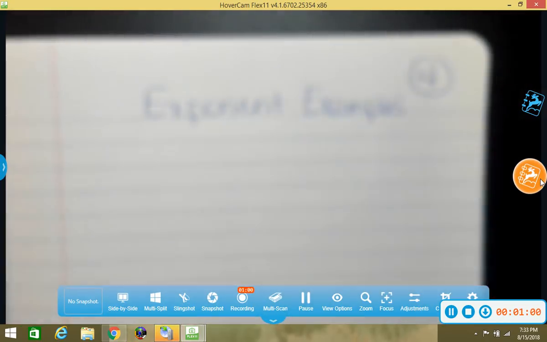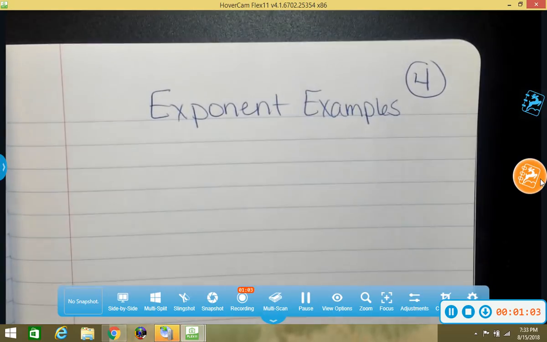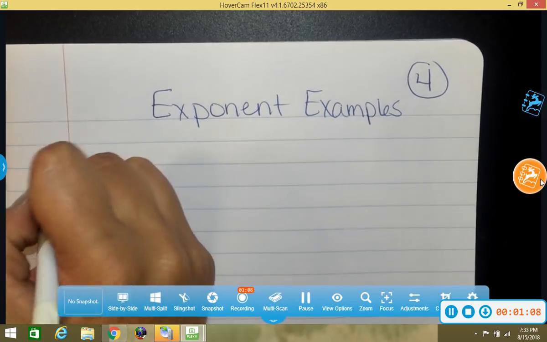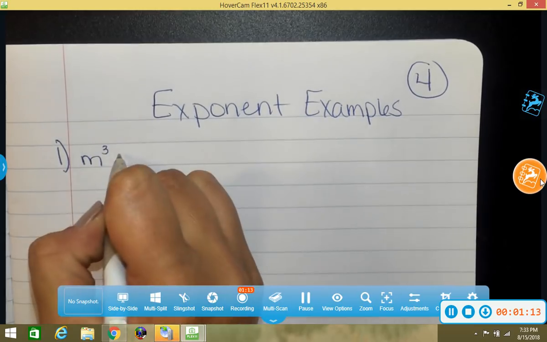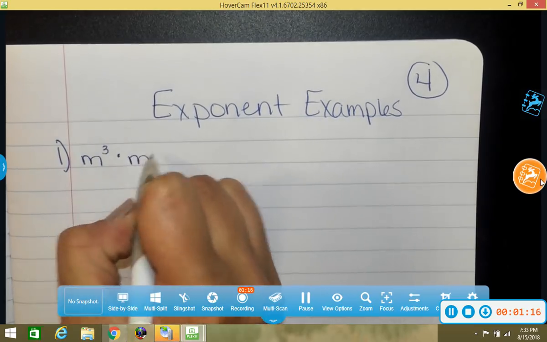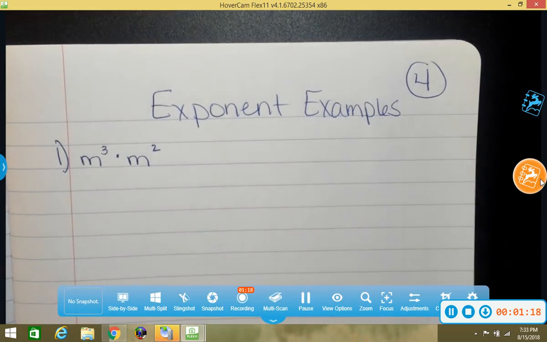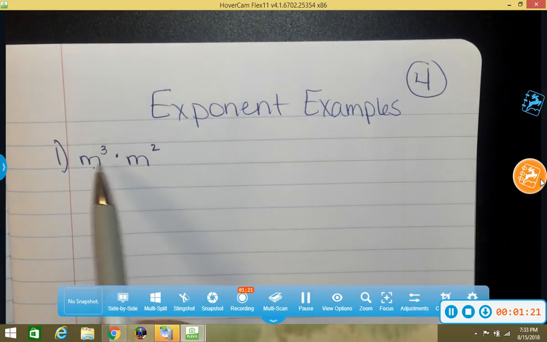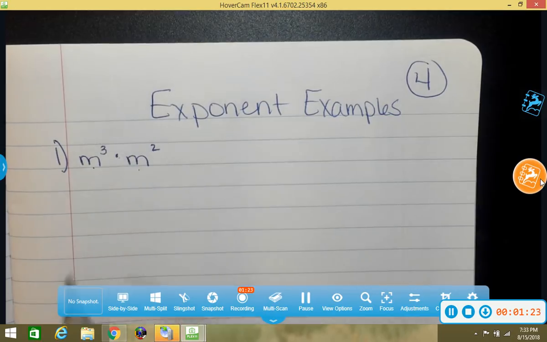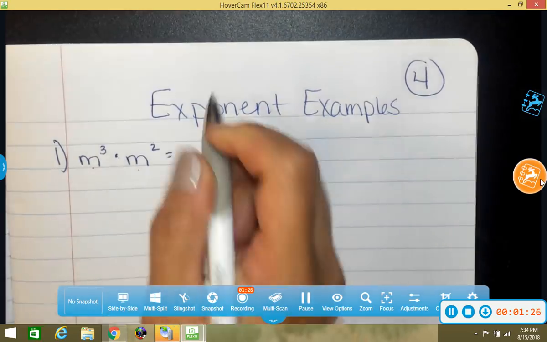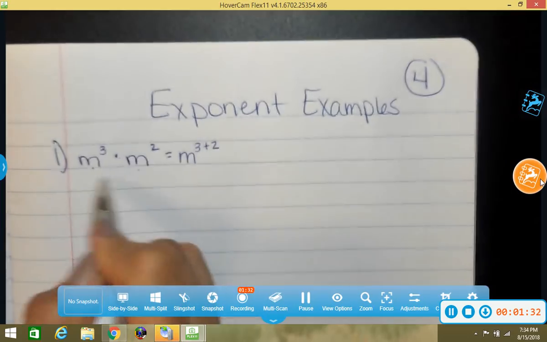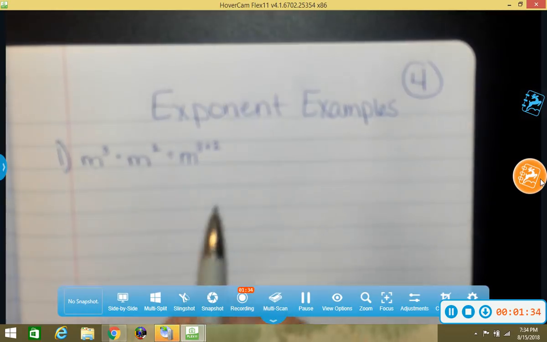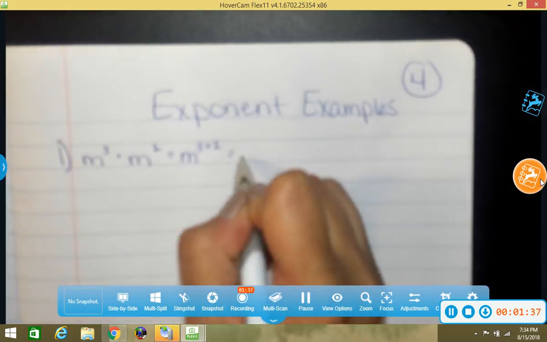We're going to start off really simple and just do some basic ones, and then we'll work up into some harder ones. So the first one I want you to do is m cubed times m squared. When you have like bases that are being multiplied, you're going to add your exponents. So it's going to be m to the 3 plus 2 power, and 3 plus 2 is 5.